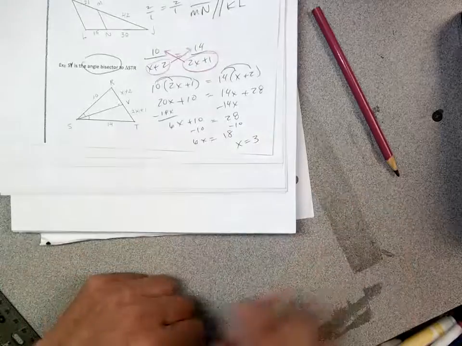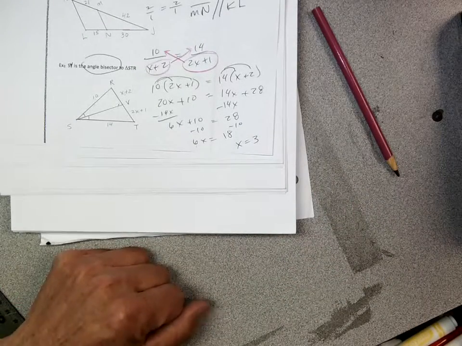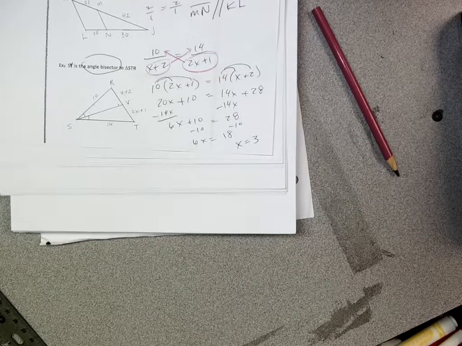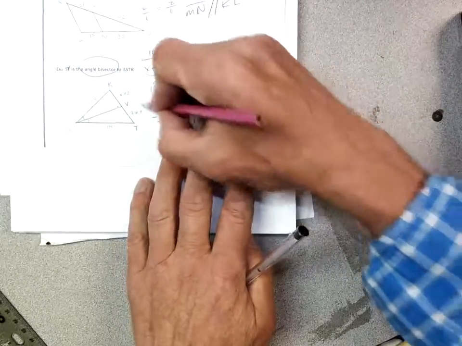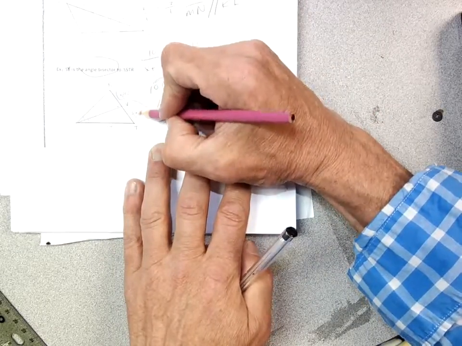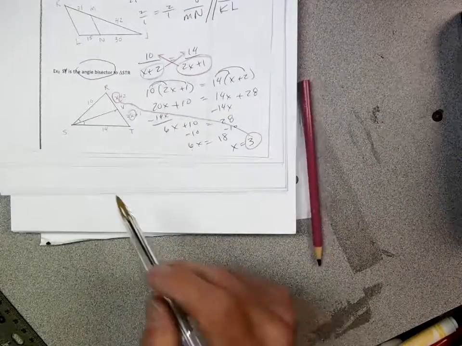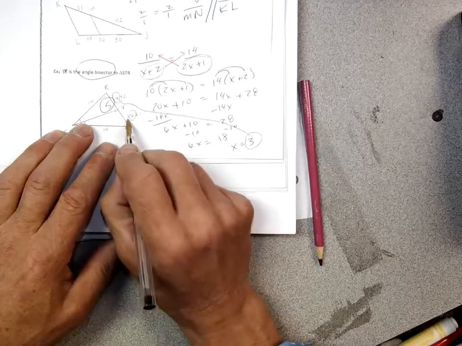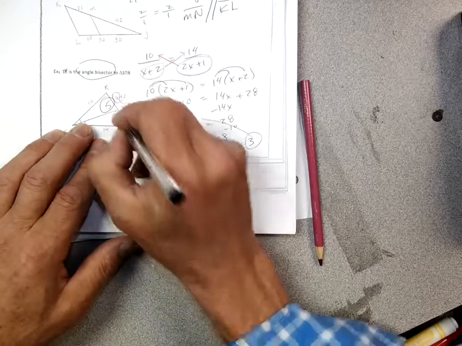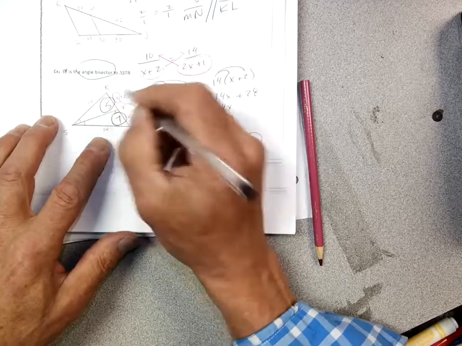But that's not the answer, is it? No, that's not the answer. Let's plug that back in. Let's take my 3 and plug it right back into there and there. If I put 3 in here, I've got 3 plus 2, so this side has to be 5. If I go 2 times 3 is 6, plus 1 is 7.